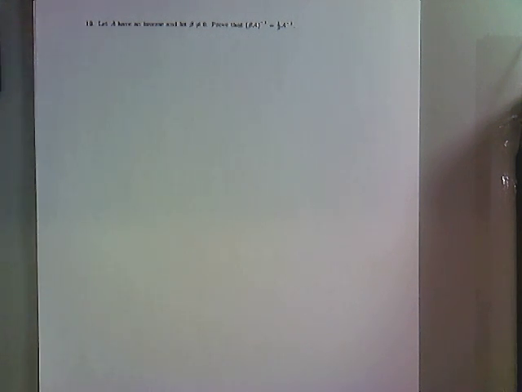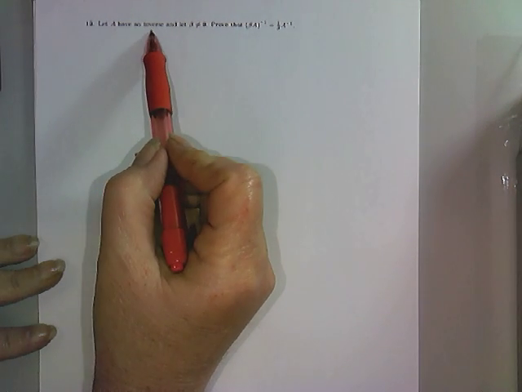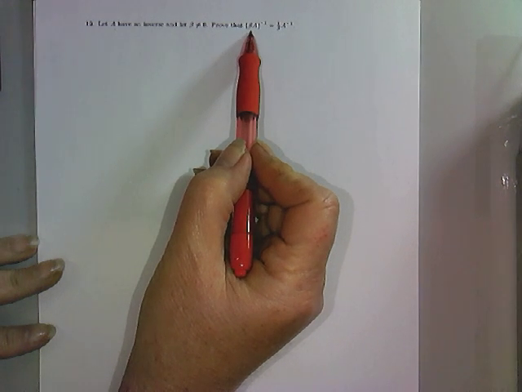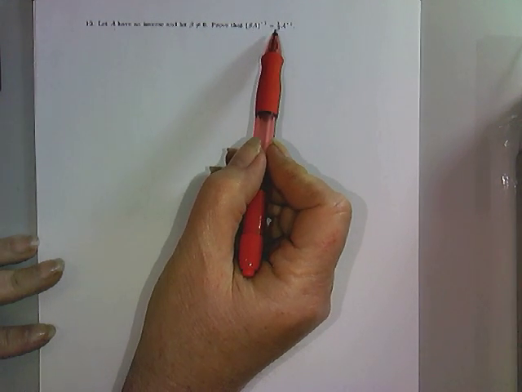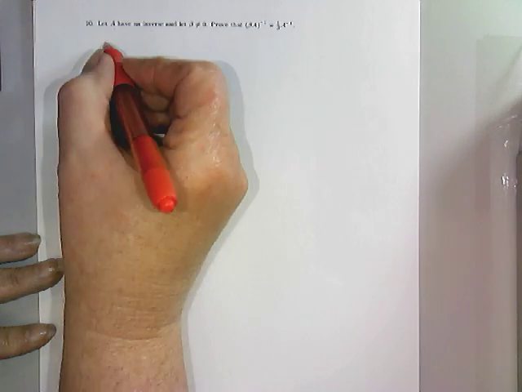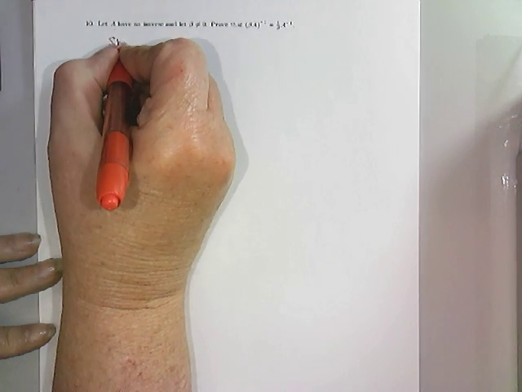Problem number 10. This probably should have been an always, sometimes, never for our work, but we're supposed to prove that if A has an inverse and beta is not equal to 0, then the inverse of beta times A is 1 over beta times A inverse. Well, we know we need to show two things.